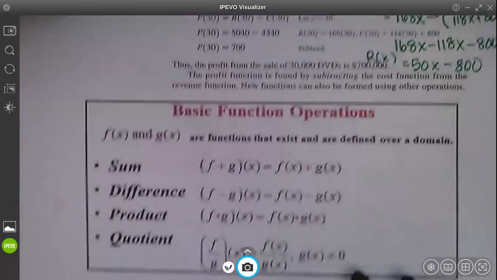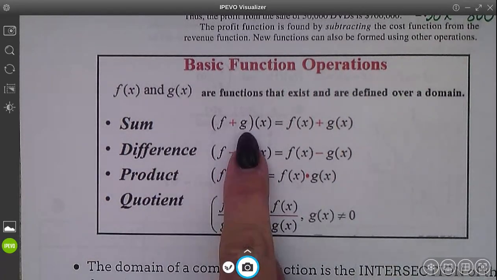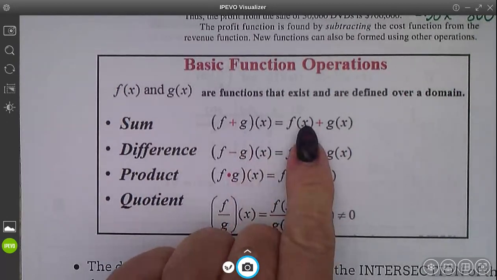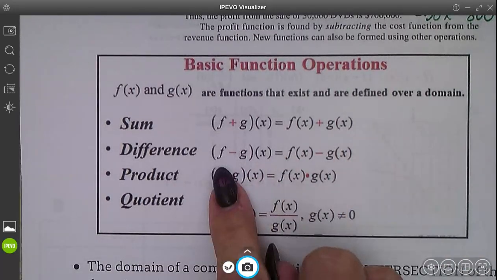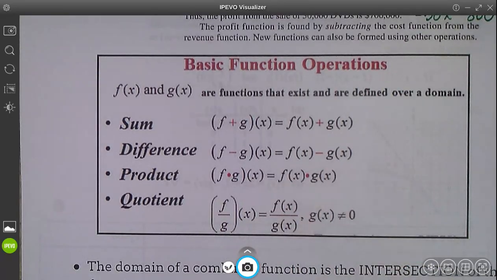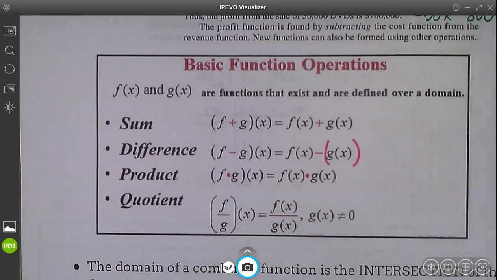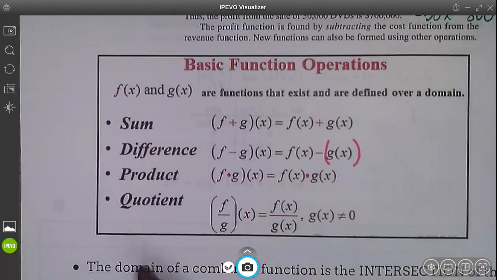So here are the basic function operations that we can do with functions. Oddly enough, we can add them together. So if you see f plus g in parentheses with an x, that just means to take your function f of x and add your function g of x. If you see f minus g of x, take f of x and then subtract g of x. I'm going to ask you though to put this g of x inside a set of parentheses so that we remember always to distribute that negative like we did in our little example up there.